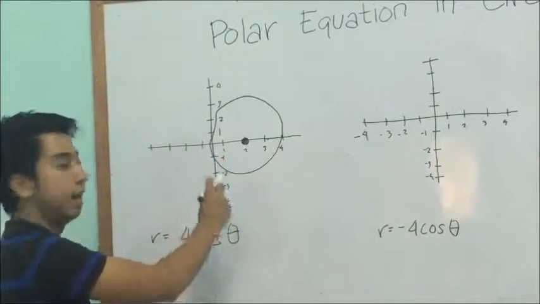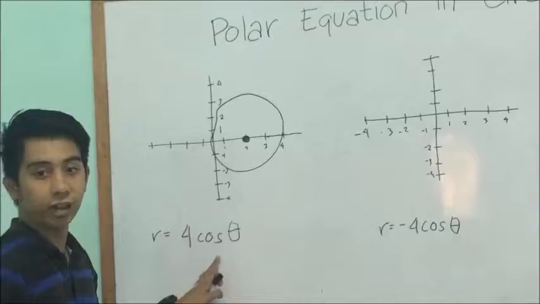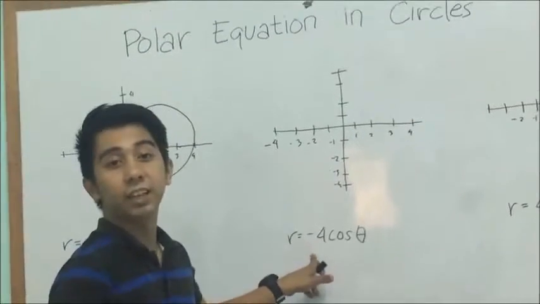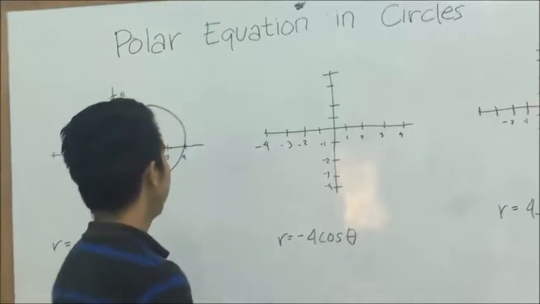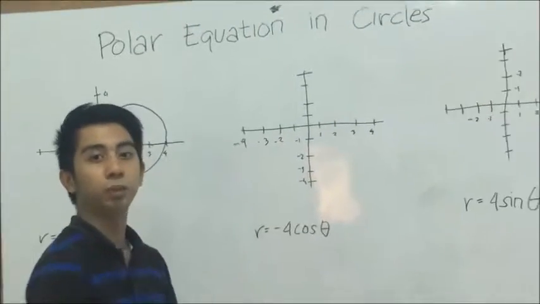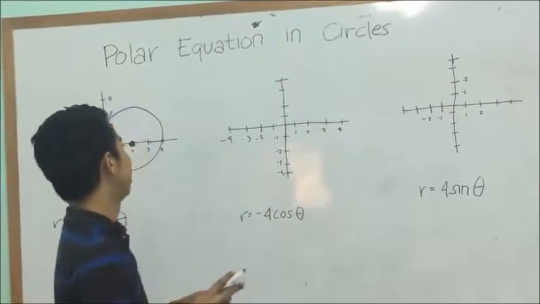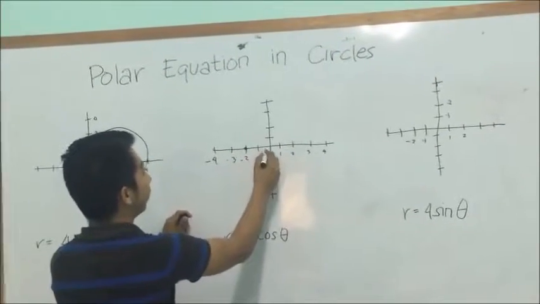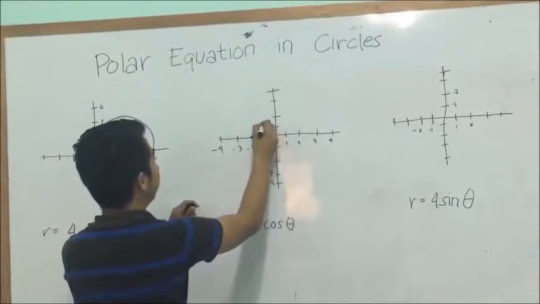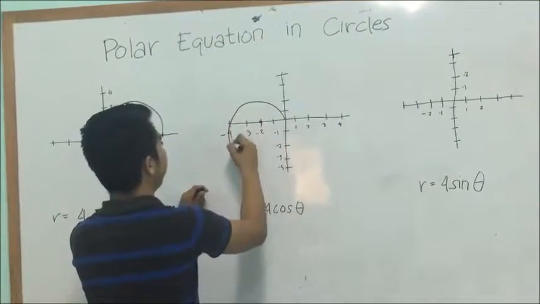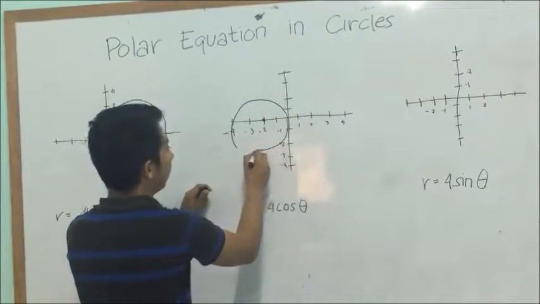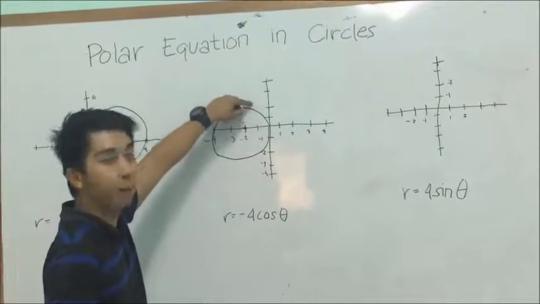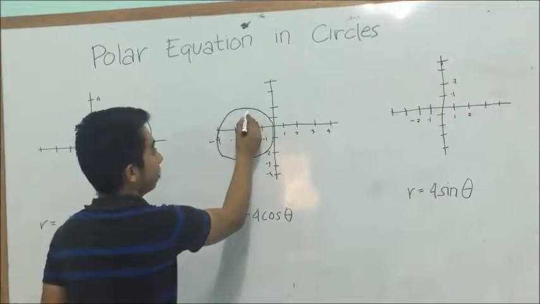So this is r equals 4 cosine theta. And the second one is r equals negative 4 cosine theta. Since it is negative, you can put it on the left side of the graph. So we can put here the negative 2 and we can draw our circle straight, from 4 to 2. It should be aligned with 2 on the lower side and 2 on the upper side. So you can create this 2.